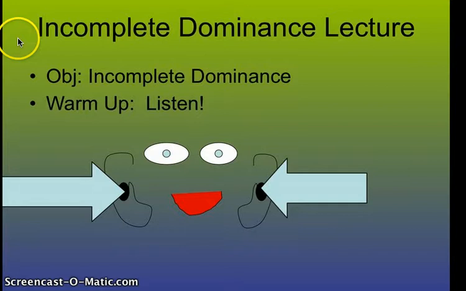I picked incomplete dominance because it is one of the easier exceptions to the rule. You'll see in a minute. It does not follow dominant and recessive traits the way all of the basic Punnett squares you've done up to this point follow. And I'll show you one good example of that right now.